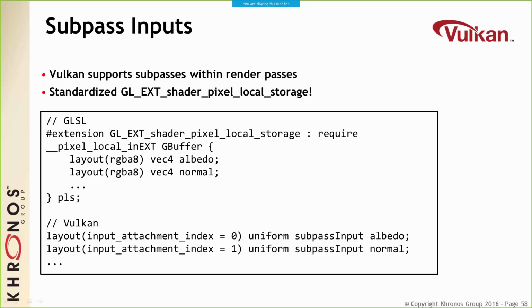Subpass Inputs. This is a standardized way of doing pixel local storage. Within a shader, you can specify that you want this input attachment. As you chain multiple subpasses together, which I believe Hans Christian is going to discuss a little bit later, it essentially allows you to pass information from one fragment shader to another fragment shader as you're executing them in your pipeline.